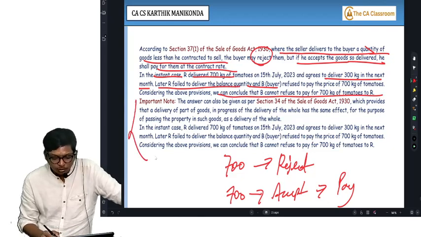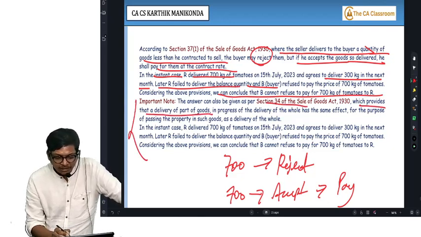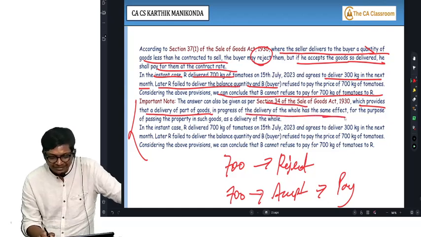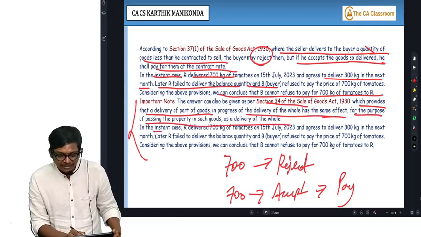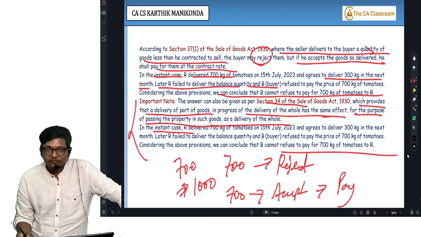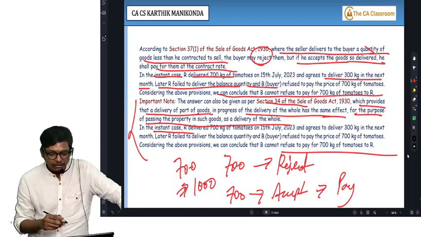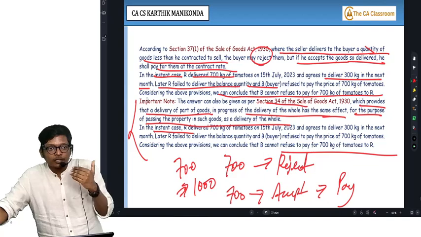alternative answer we are giving. As per section 34, which provides that delivery of part goods in progress of delivery as whole has the same effect as delivery of the whole for the purpose of passing property. In the instant case, delivering 700 is equal to delivering 1000, so he cannot refuse to pay for 700. Other alternate answer, same delivery point, delivering part is equal to completing full delivery.